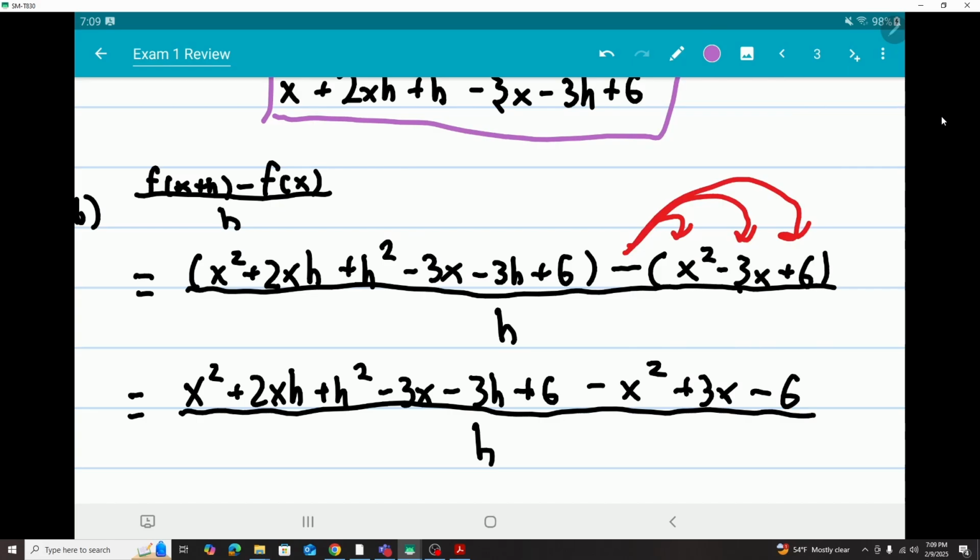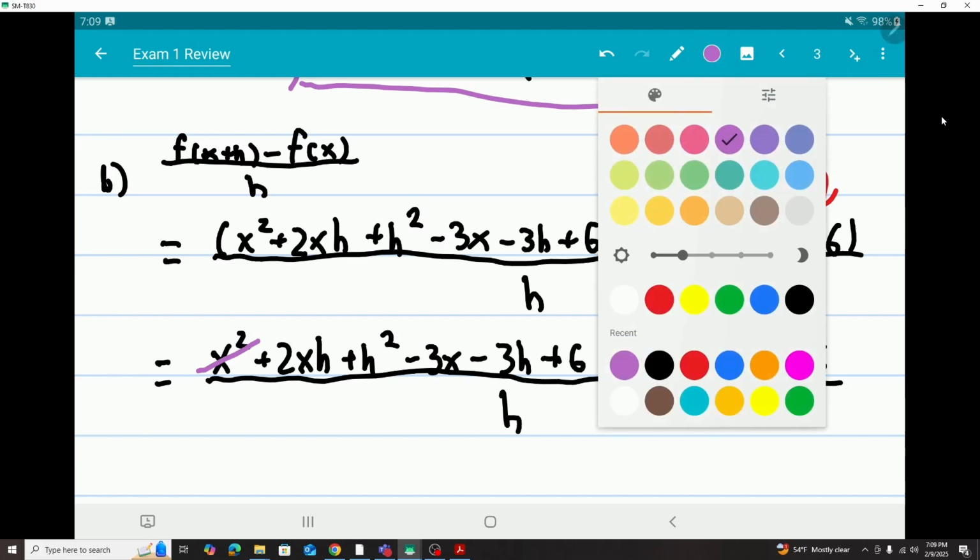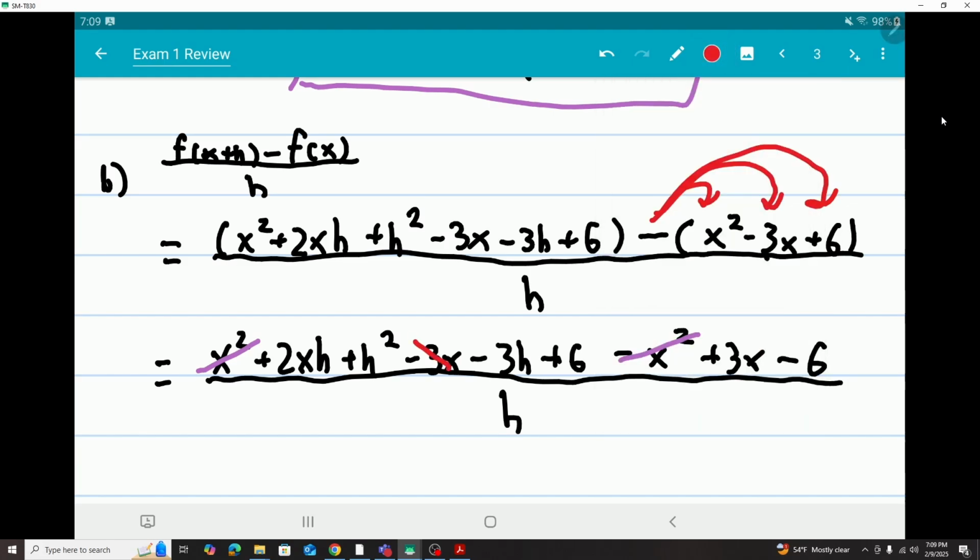And now we can cancel stuff. In fact, you should be able to cancel out anything that doesn't have an h in it. If you can't on the exam, then maybe go back and check. Something probably went wrong somewhere, because these are specifically designed so that we can cancel out everything. So we have the x squared's canceling, the minus 3x and the plus 3x canceling, and the plus 6 and the minus 6 canceling.